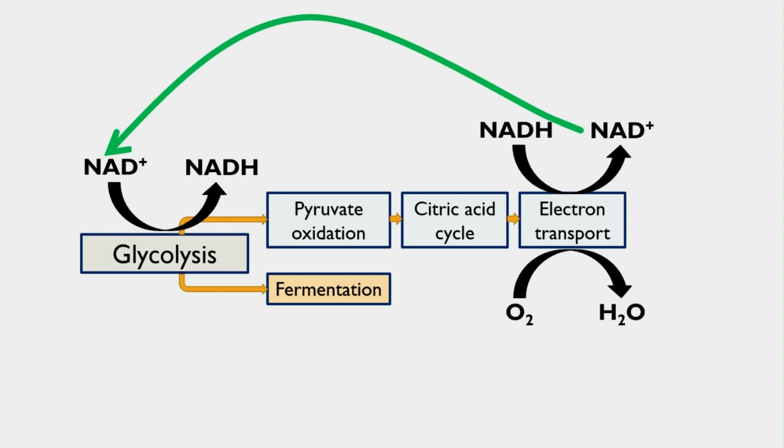Let's now analyze the flow of NAD+ and NADH across the whole set of reactions in glycolysis and cellular respiration. Through glycolysis, NAD+ takes electrons to form NADH. This NADH is put to work to synthesize ATP in the electron transport chain, and this regenerates NAD+ so that the cycle can start anew.